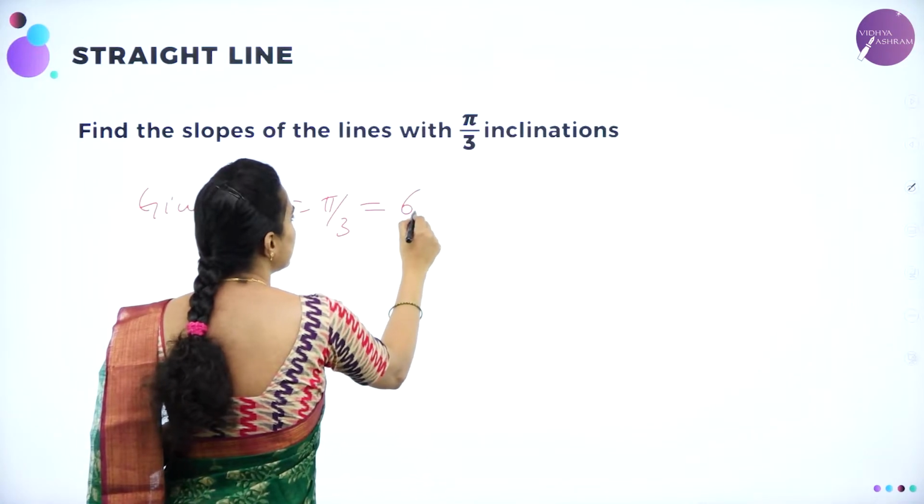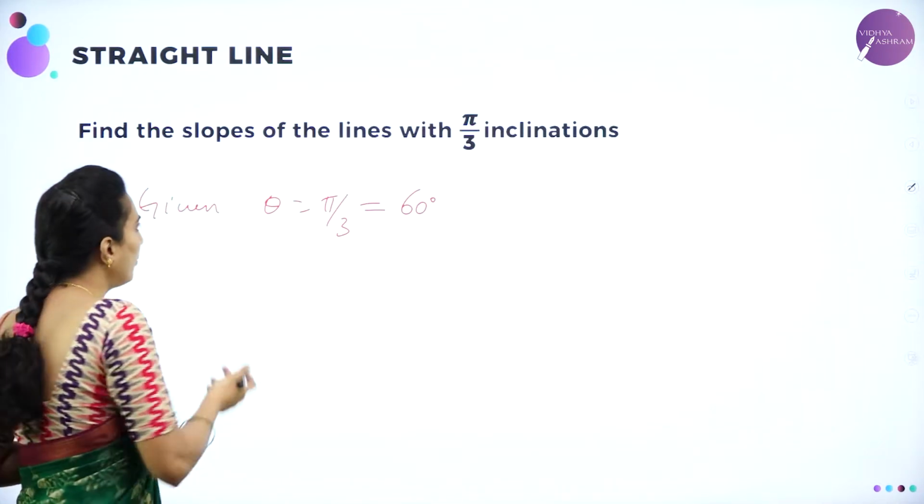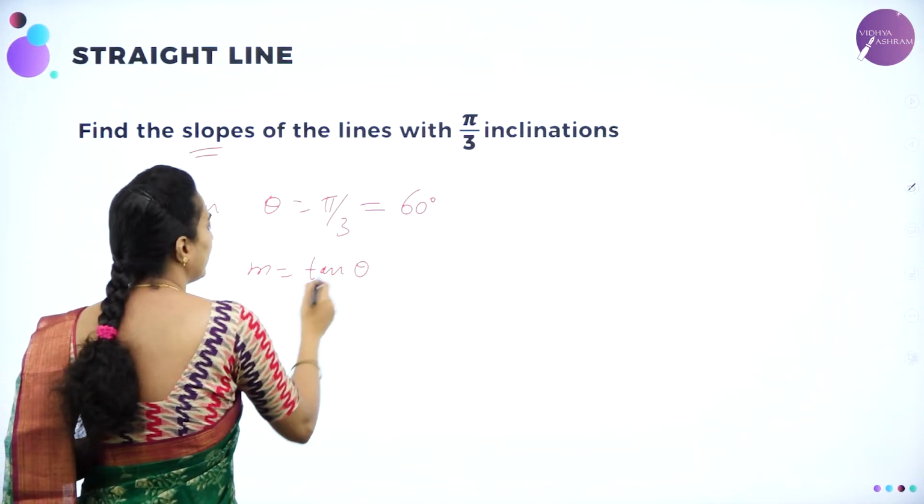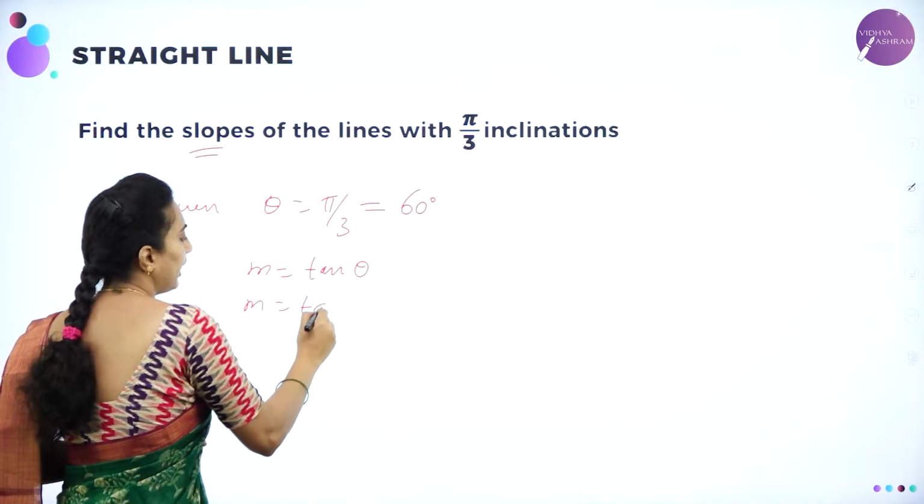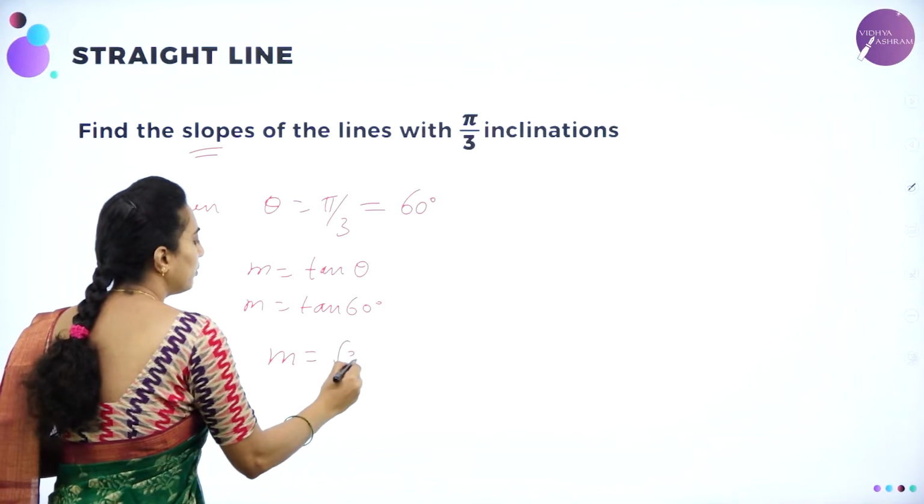Pi by 6, which is nothing but 60 degree. Pi by 3 is nothing but 60 degree, right? Now they have asked you to find out the slope. So m is equal to tan theta, because theta they have given. So m will be equal to tan 60 degree. What is the tan 60 degree value? m will be equal to root 3.